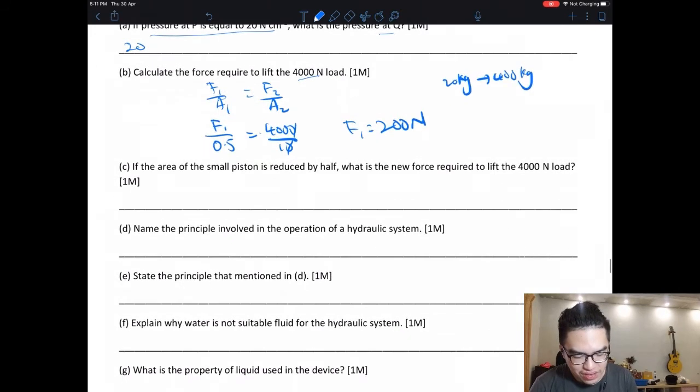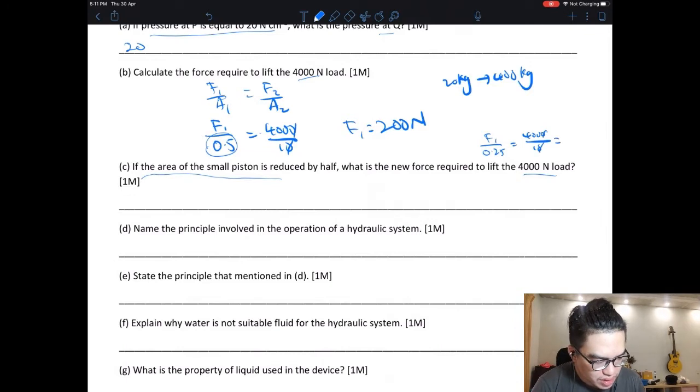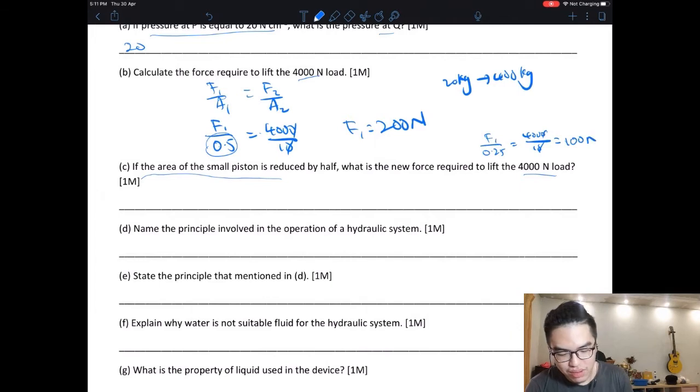If the area of the small piston is reduced by half, what is the new force required to lift the 4,000? So now I make my 0.5 become 0.25. I halve it. So you can calculate again. Divide by 10. So what do I get? I get 100 Newton. So now I'm using even less force, because the area got smaller. The smaller the area, the less force we need. Like I said just now.